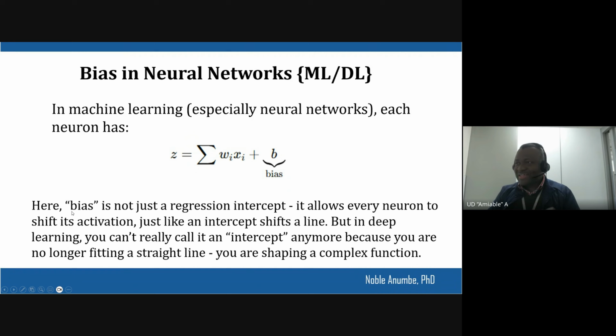So let me read it again. Here, bias is not just a regression intercept. It allows every neuron to shift its activation, just like an intercept shifts a line. But in deep learning, you can't really call it an intercept anymore because you are no longer fitting a straight line, you are shaping a complex function, right? Because in straight lines, like if you're doing your regression, which is your XY thing, and we create a straight line, a lot of times it's just a straight line.